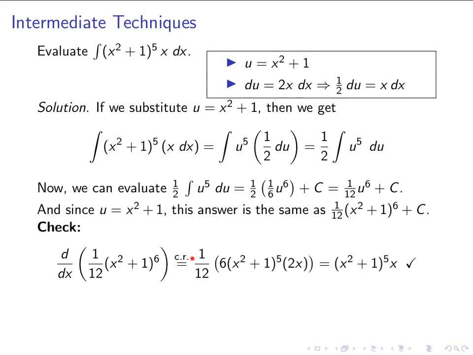So if I ignore the 1/12, I leave it alone. This 6 comes out in front. The power goes down by 1, and then we multiply by the derivative of what's inside because of the chain rule. So the derivative of the x squared plus 1 is 2x. The 2 times the 6 times the 1/12 all go away, and we end up with exactly the integrand we started with, as we wished.